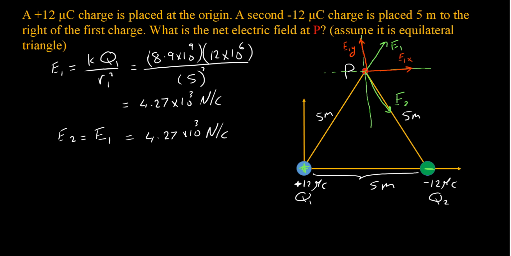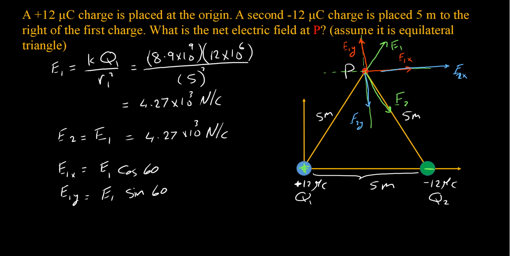That will make E2x, and then E2y. Okay. Now we can write them down quickly. So E1x will be E1 cosine 60 degrees. E1y will be E1 sine 60 degrees.